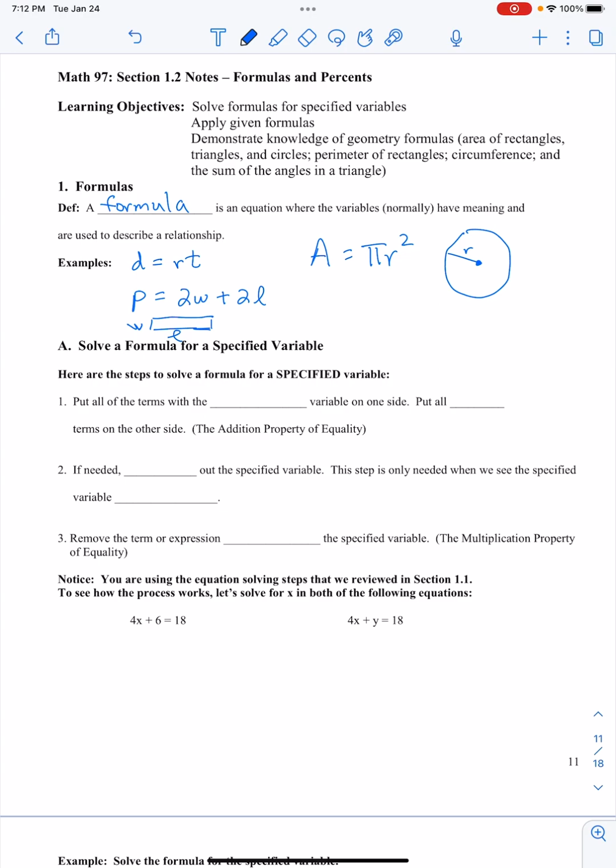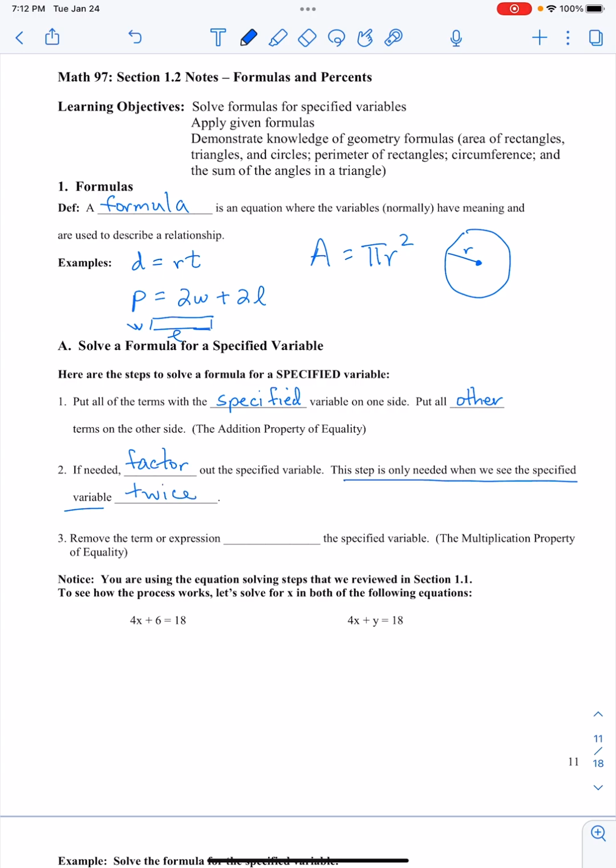So first we're going to work on solving a formula for a specified variable. That means they're going to tell you a particular letter in the formula that you must isolate and get completely by itself on one side. So first, you want to put all the terms with the specified variable on one side and put all other terms on the other side. If needed, you might have to factor or undistribute the specified variable out. This step is only needed when we see the specified variable twice.